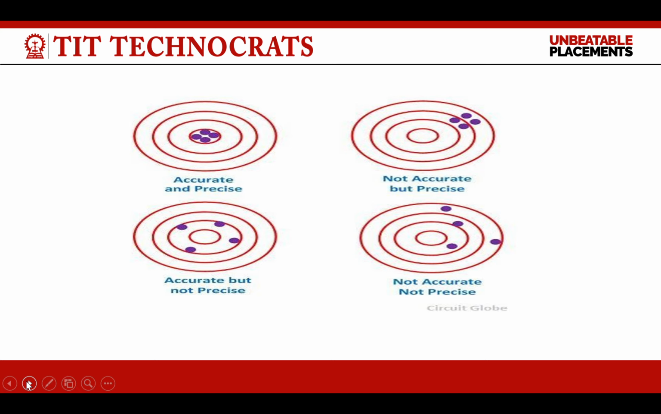Accurate and precise. What is the difference between accurate and precise? The first one shows accurate and precise. The second image shows not accurate but precise. The third one shows accurate but not precise. And the fourth one is both not accurate and not precise.